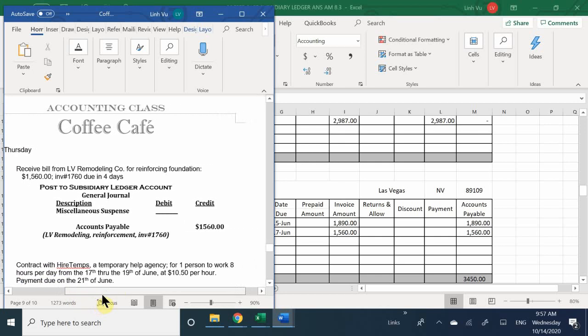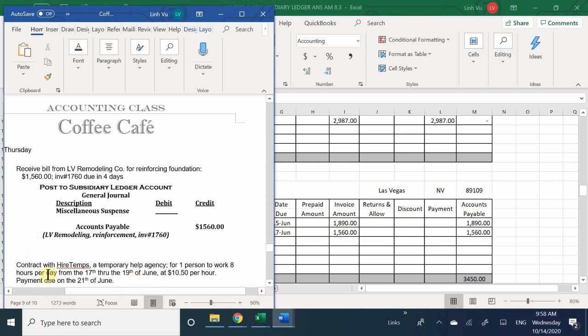Contract with Higher Temps, a temporary help agency, for one person to work 8 hours per day from the 17th to the 19th of June at $10.50 per hour, and payment due is June 21st. Okay. So is this a transaction that we need to calculate? Not right now. We can input that only once you pay. Correct. We only need to place this journal on the day that we're going to pay.